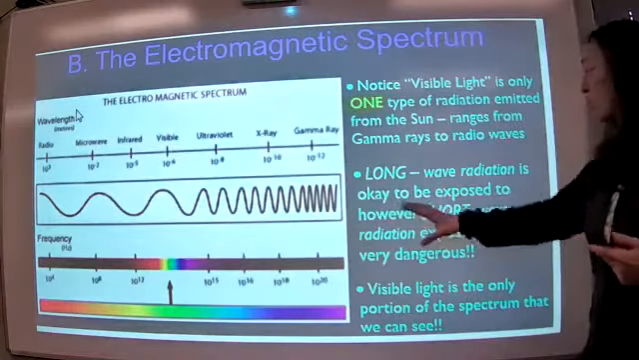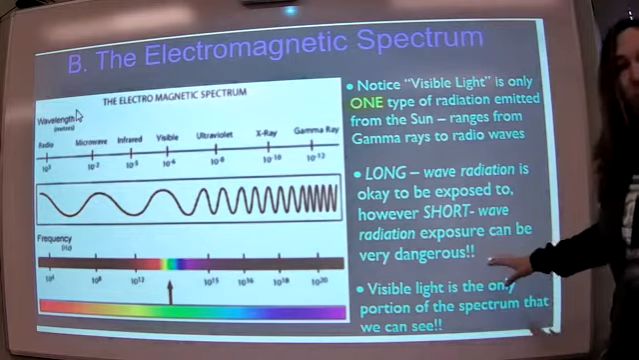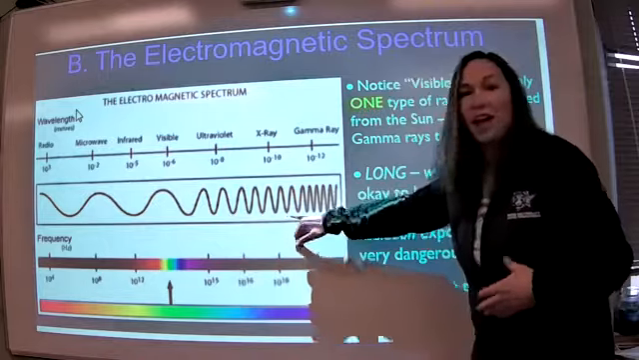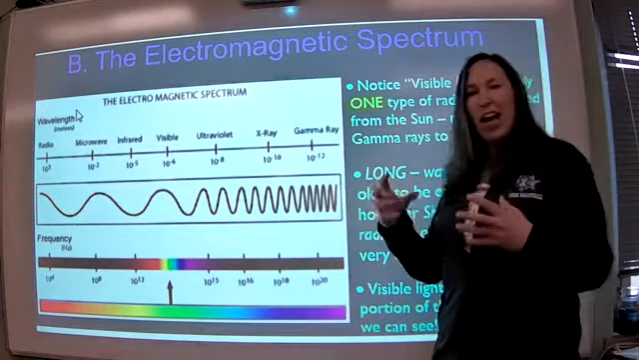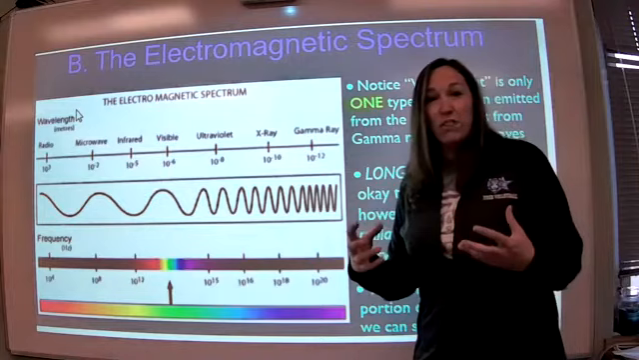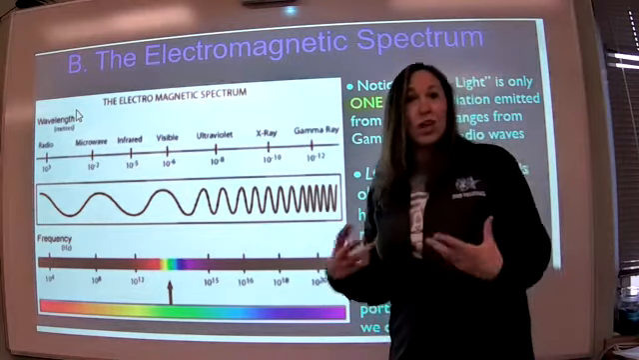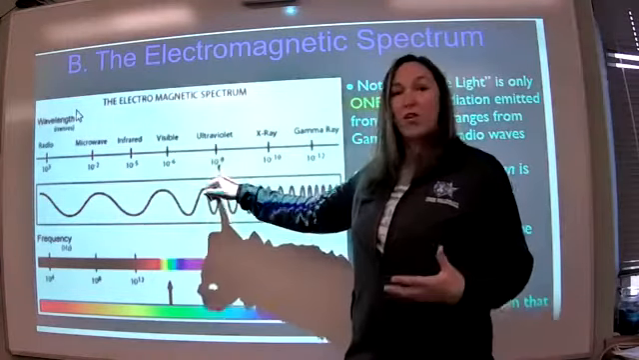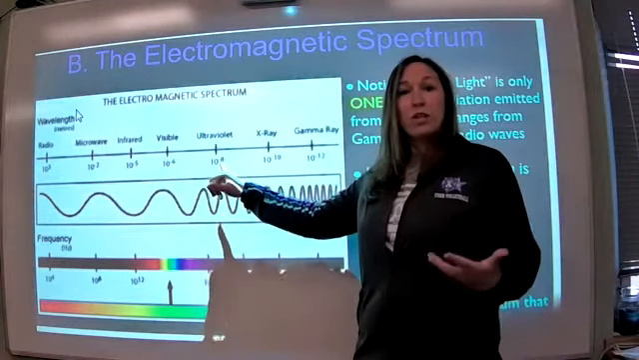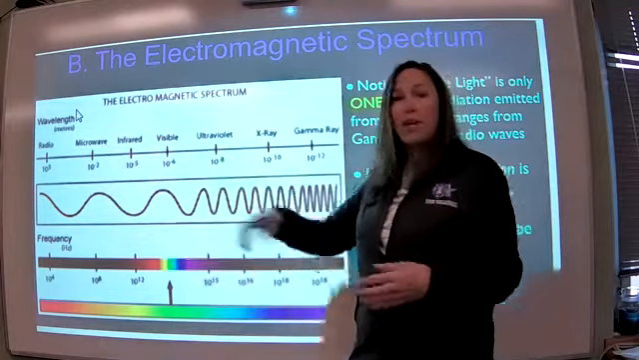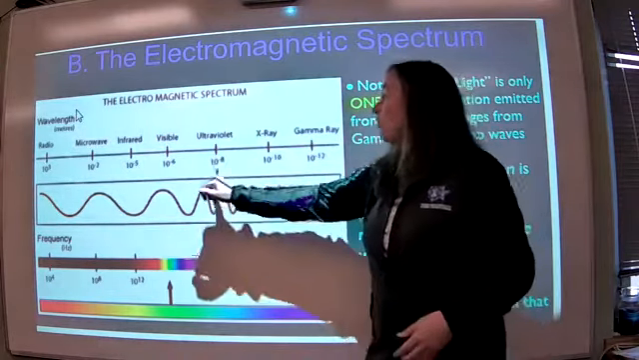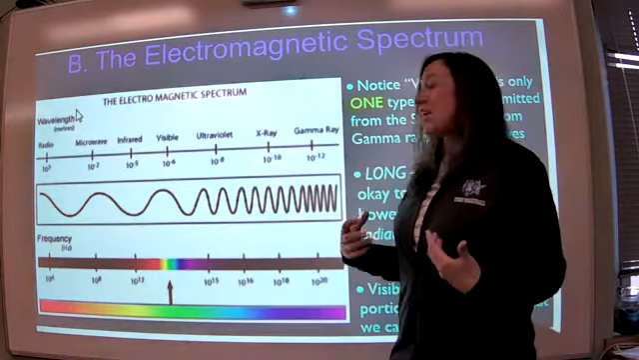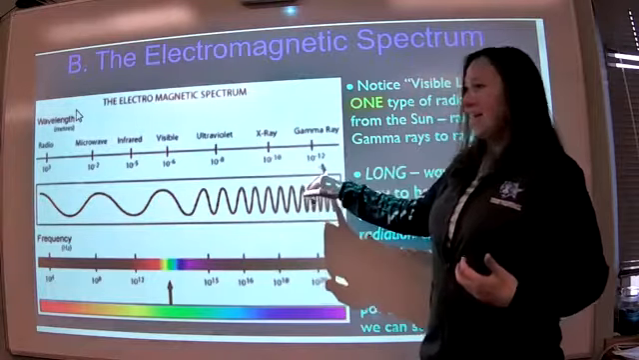However, the short wave radiation, be very careful because that can be very dangerous. The shorter these waves get, aka the higher the frequency, the more energy that those waves pack, and they actually have the ability to go through our cells and alter our DNA. So ultraviolet light, which is one step up energy-wise from visible light, that's why we wear sunscreen when we go outside. It blocks those UV rays from interfering with our cells. And the shorter that wavelength gets, the riskier it is for it interfering with our DNA. So X-rays is another one, gamma rays is another one.